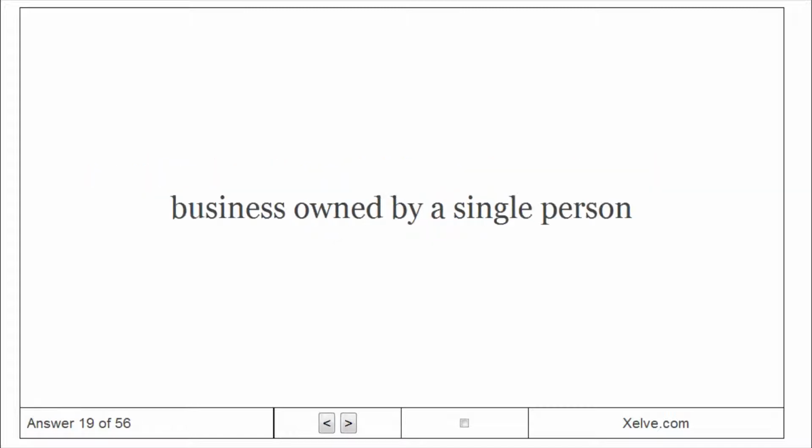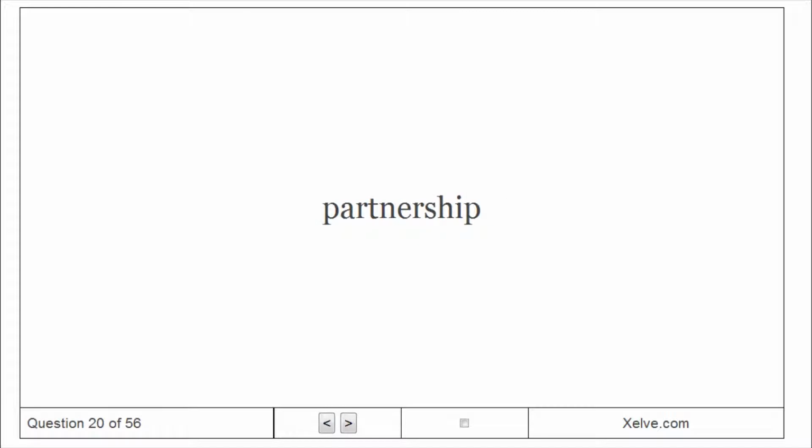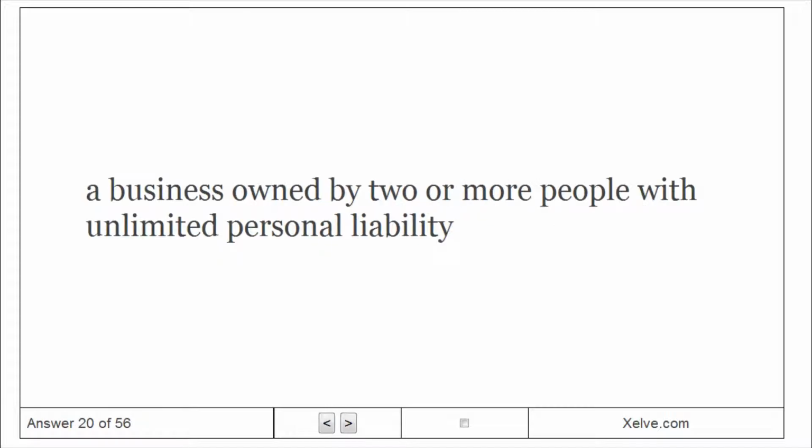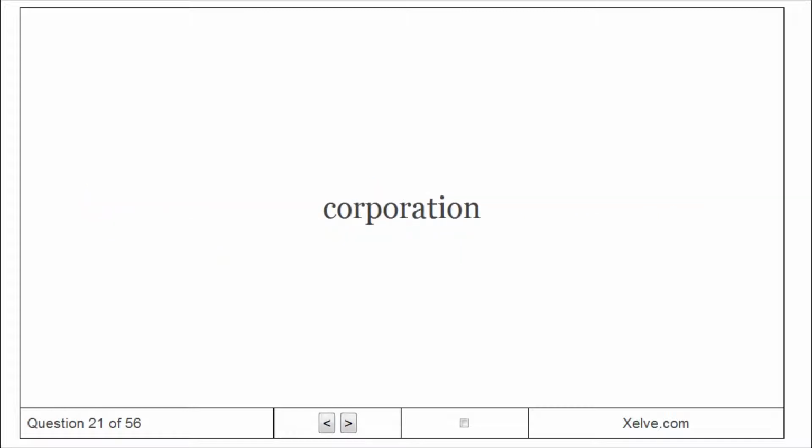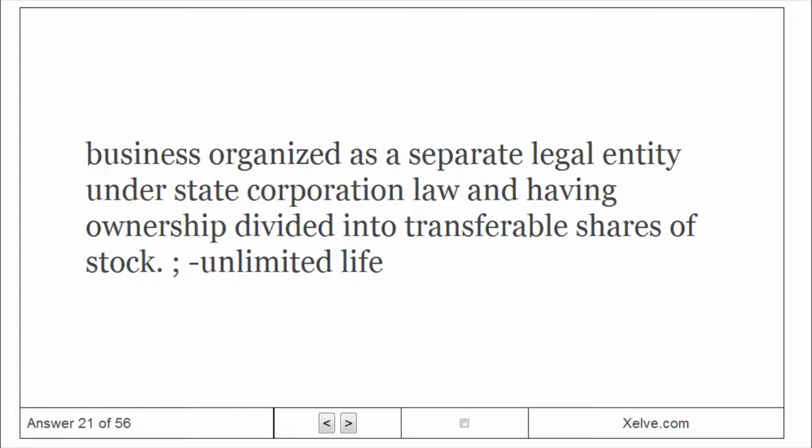Proprietorship. Business owned by a single person. Partnership. A business owned by two or more people with unlimited personal liability. Corporation. Business organized as a separate legal entity under state corporation law and having ownership divided into transferable shares of stock, unlimited life.